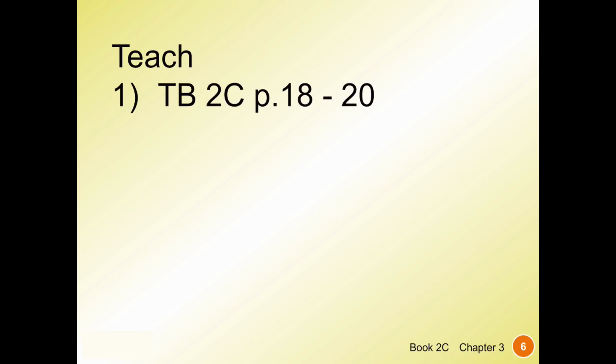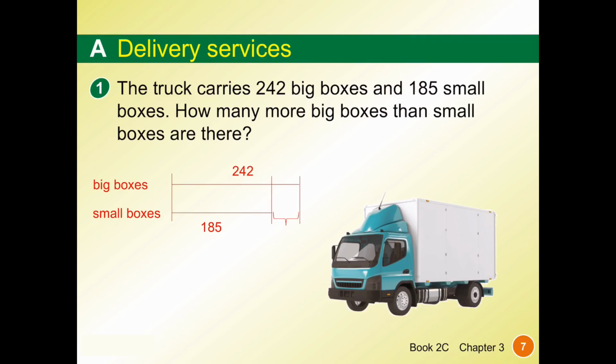I'll go over textbook 2C, page 18 to 20. For question number 1, the truck carries 242 big boxes and 185 small boxes. How many more big boxes than small boxes are there? I've drawn a diagram for you, so then it will be easier for you to understand. So we have 242 big boxes and 185 small boxes. We would like to know how many more big boxes we have than small boxes.